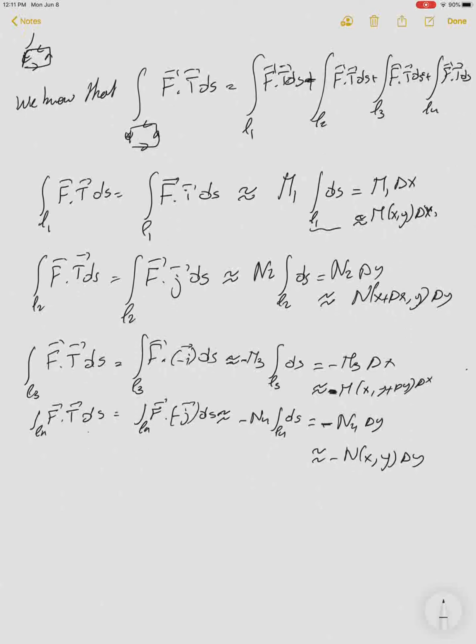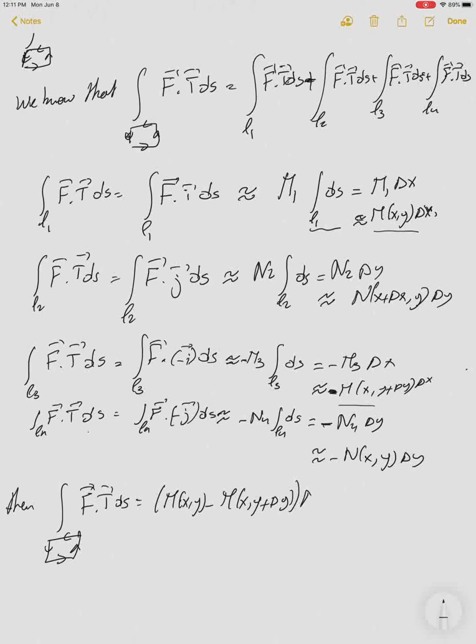So let's add everything together. The integral over the rectangle of F dot T ds is equal to the integrals over L1 and L3, which I will combine: M of x, y minus M of x, y plus delta y, both multiplied by delta x, plus N of x plus delta x, y minus N of x, y, times delta y.